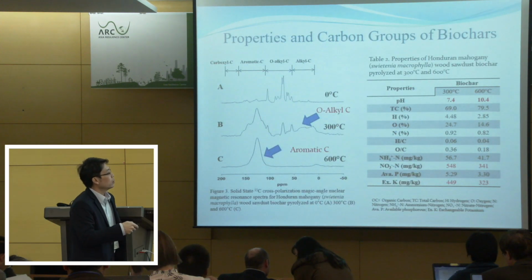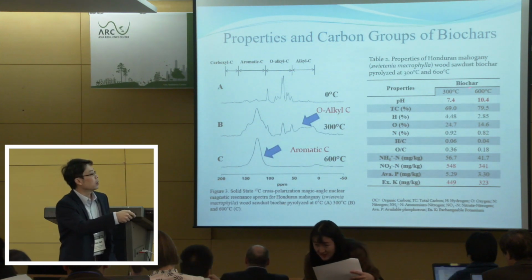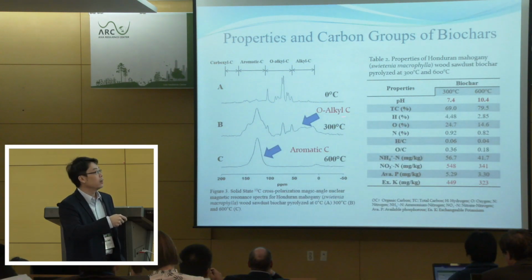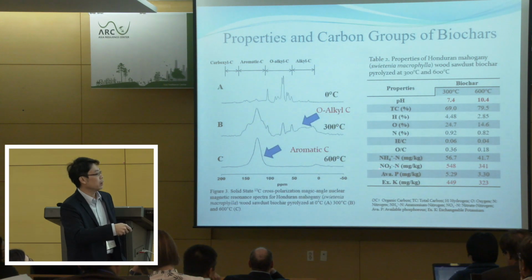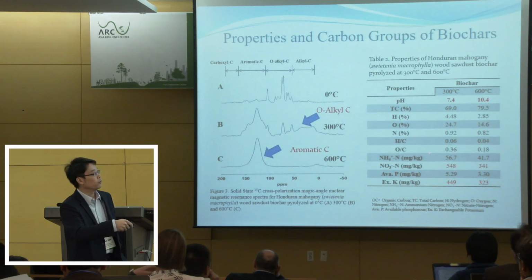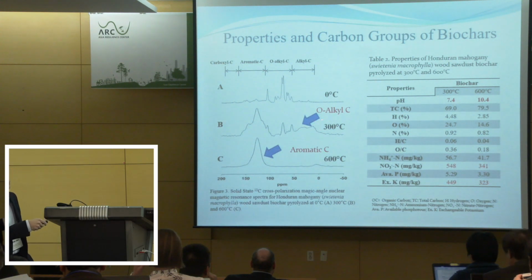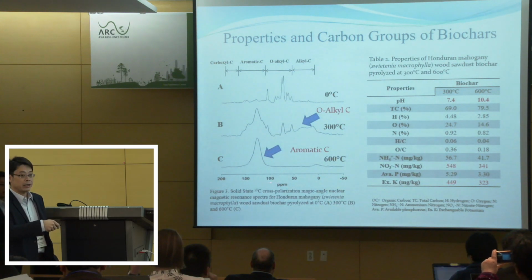We can also look at the properties of the biochar and the functional groups of the biochar by NMR. You can find the pH is high, particularly for the high temperature biochar, and the organic nitrogen is also very high, and the potassium is also high, but the phosphorus is very low for both biochars. The low temperature biochar is dominated by alkyl carbon, but the high temperature biochar is dominated by aromatic carbon.